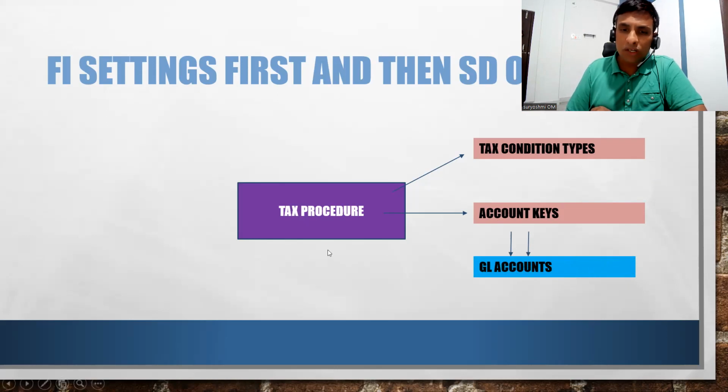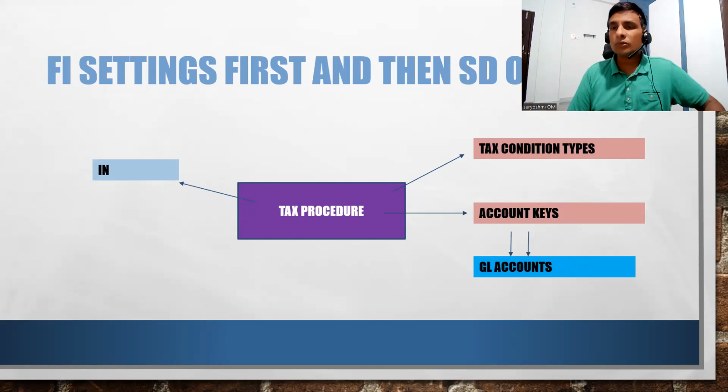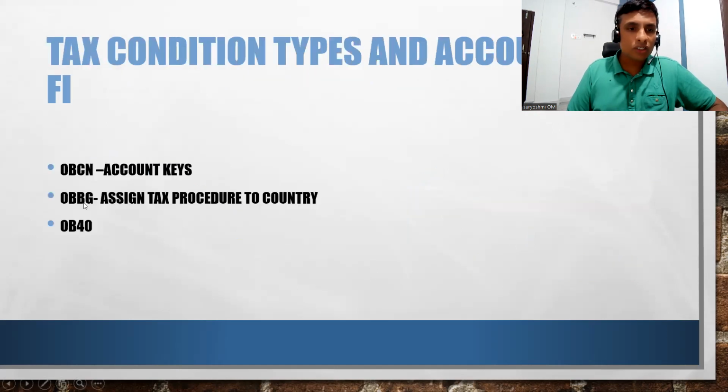So once your tax procedure is ready, I forgot to mention here, tax codes also need to be defined. So finally, you're calling this tax procedure for your country. This is how the assignment will be there. Let's see all these settings. We have to define account keys and you have to define condition types. I forgot to mention that condition types and access sequence and everything is quite similar. Okay.